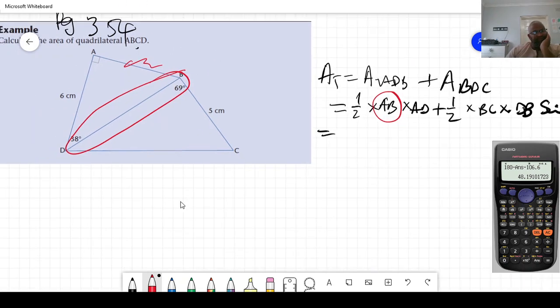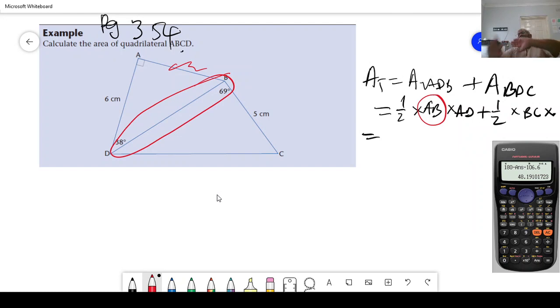I'm going to use either the sine rule or cos rule, or we're going to use the basic trigonometric ratios which we dealt with from grade 10. Sine, cos and tan. Remember, sine, cos and tan can only be used in right angle triangles.